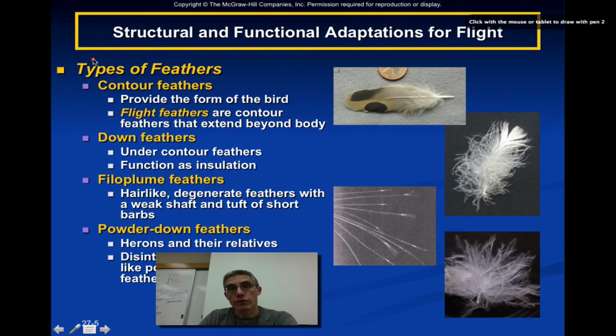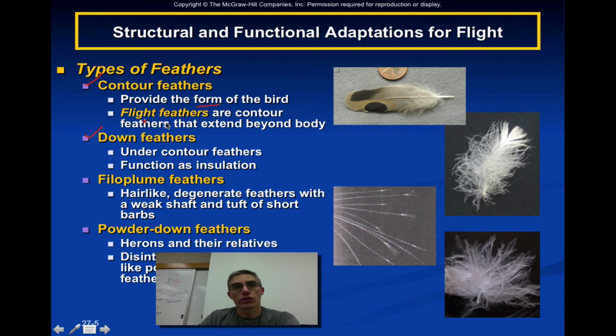Now there are several types of feathers out there. We have those that are considered the contour feathers, and usually when you think about contour, you think about shape. So the contour feathers are going to provide the form for the bird. Flight feathers do actually belong in this category of contour feathers, and those are the ones that tend to extend beyond the body and play a large part in flight.